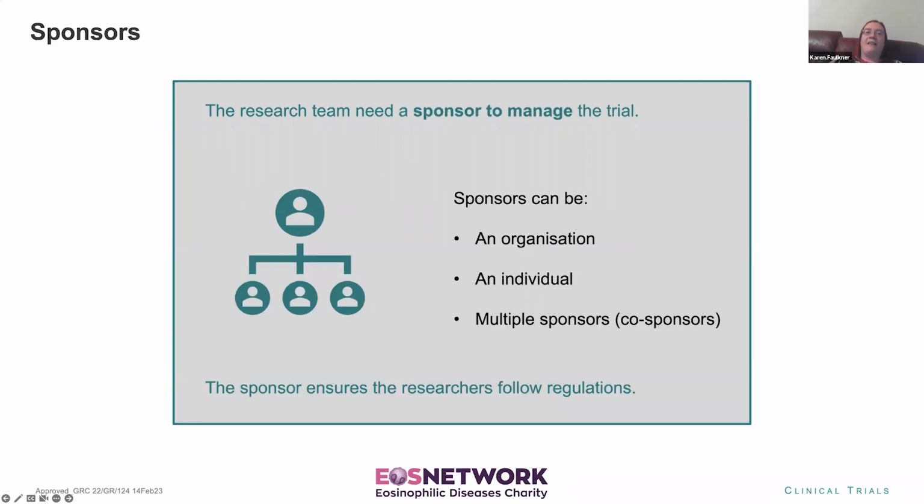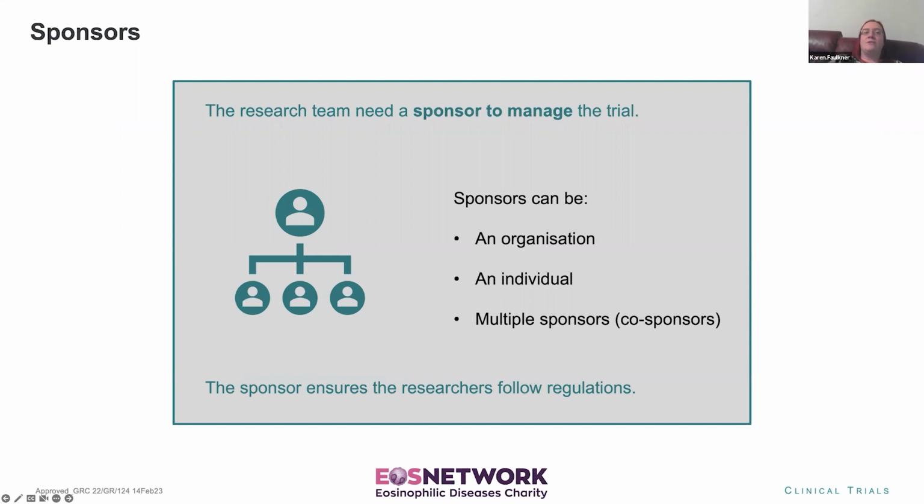Sponsors also manage the trial. So they are the people that basically tell me what to do from on high. And that can be an organisation, it's usually an organisation, or an individual if you've got someone that's wealthy enough. And sometimes it's more than one organisation or individual and you have co-sponsors.